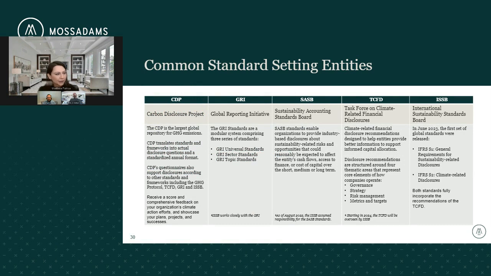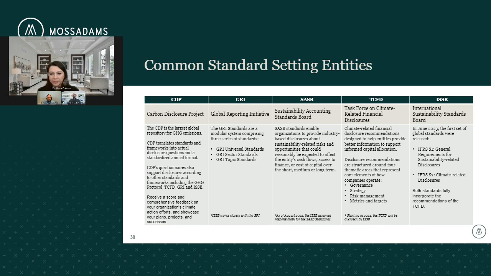And when I mentioned the acronyms and the alphabet soup, this is a good slide that shows you a little bit of this. So we put this slide together so that you have some of the more popular frameworks in one spot and have a little more information on each one. The CDP, GRI, SASB, TCFD, and ISSB are all big names in the ESG space and have widely recognized frameworks. You'll notice when reading through this table that there is a lot of overlap and collaboration between these entities. In fact, the ISSB has assumed responsibility for SASB and also will start overseeing the TCFD framework this year.